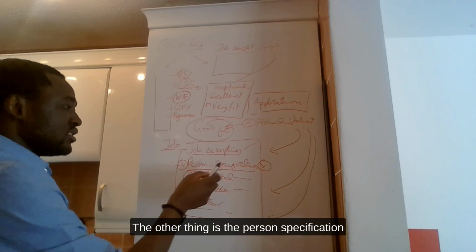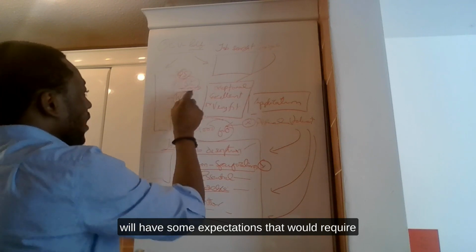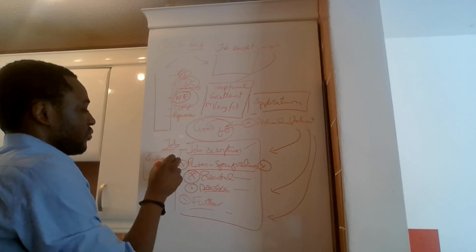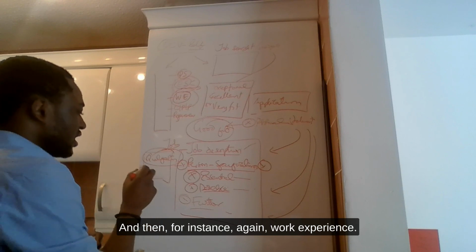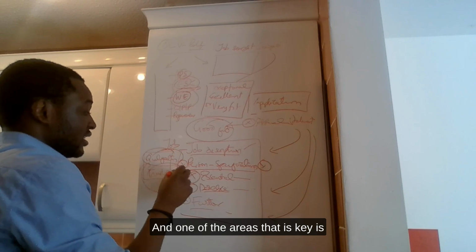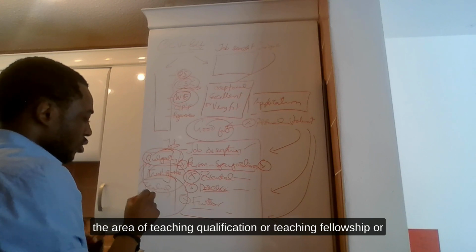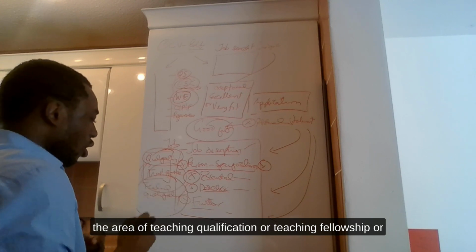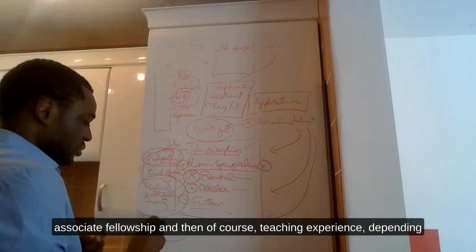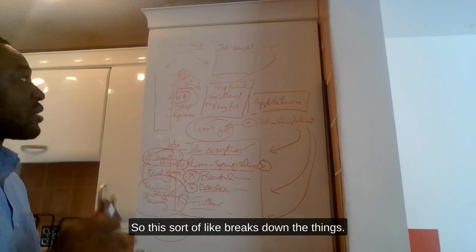The other thing is the person specification will have some expectations that would require certain areas of your CV. So for instance, qualifications, yeah? And then, for instance, again, work experience. And one of the areas that is key is the area of teaching qualification or teaching fellowship or associate fellowship. And then, of course, teaching experience, depending on the seniority of the role. So this sort of breaks down the things.